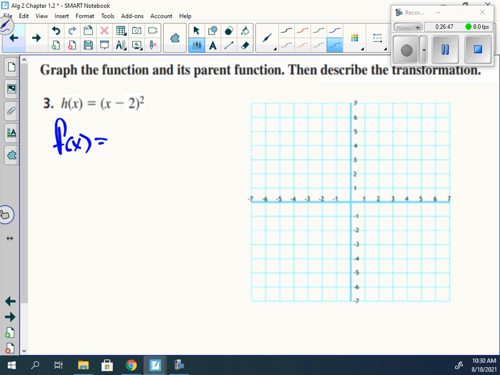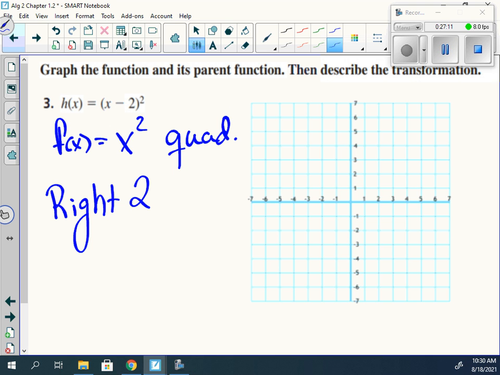It is a quadratic, yes. So its parent function would be f of x equals x squared. Quadratic. And how did it move? It moved right 2 units. Since it's minus 2 on the inside, opposite of what we think, negative, so it's moving to the right. Questions on this here?